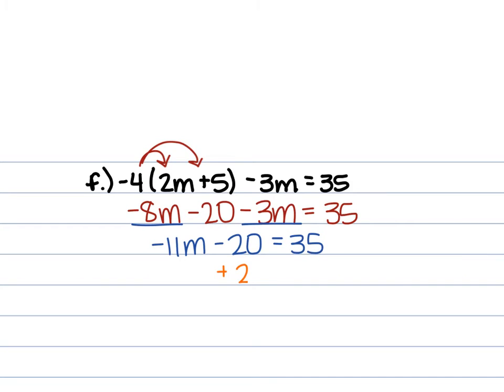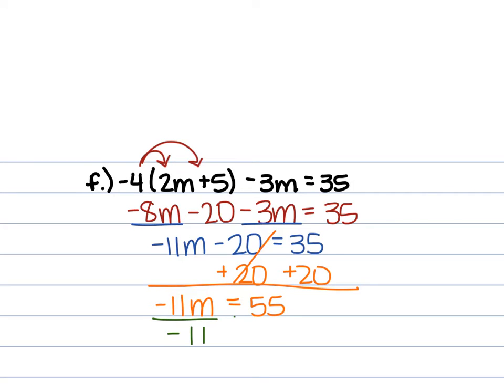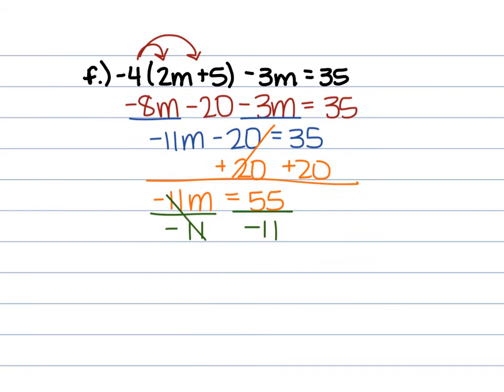I move the 20 over by adding it to both sides. So this is negative 11m is equal to 55. I then divide each side by the negative 11 to give me m is equal to negative 5.